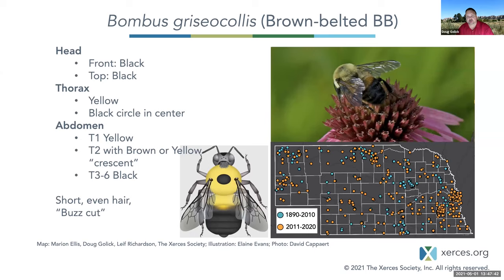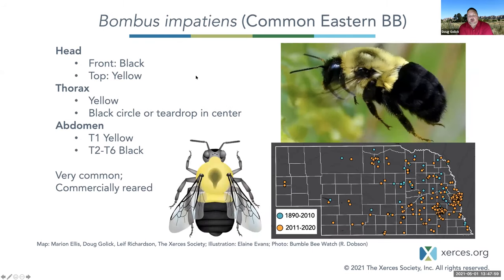T3 through 6 are always all black. This one has a buzz cut, or shorter hair. Some of our other species have longer, more fuzzy hair. This one is cropped fairly short compared to some of the other species. I'll show you a picture on the slide at the very end of some of the different hair colors.